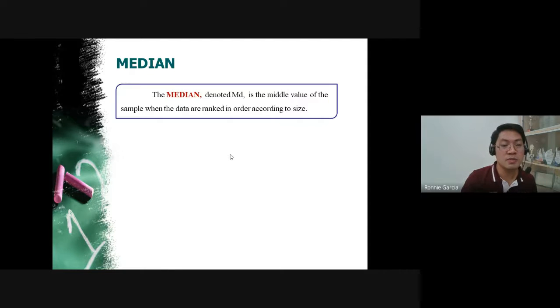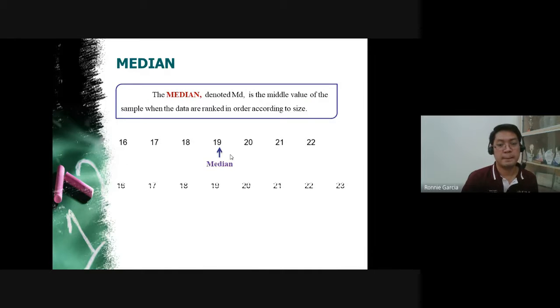So ang kailangan lang nimo, as what Ms. Montuya said, is i-arrange lang jud nimo ang imuhang data. That was all about the median.